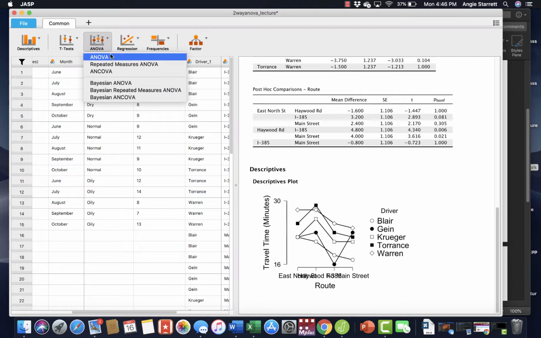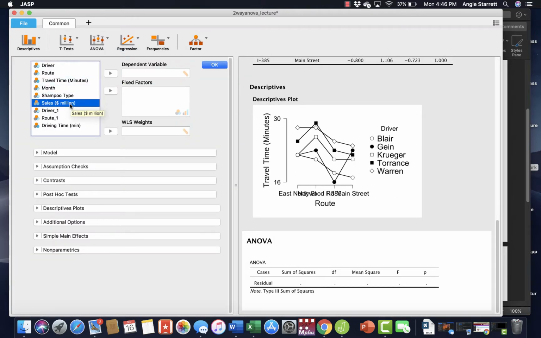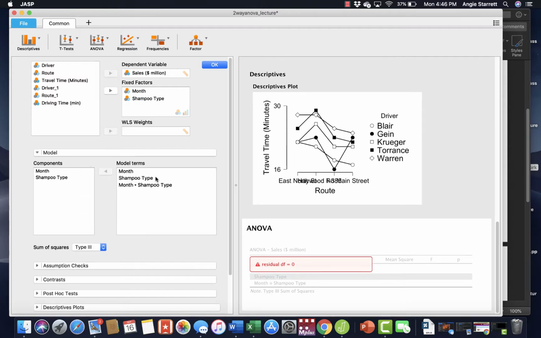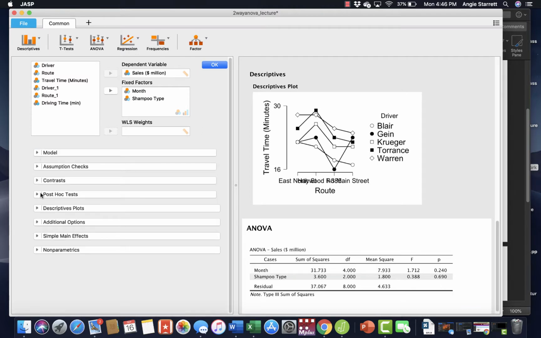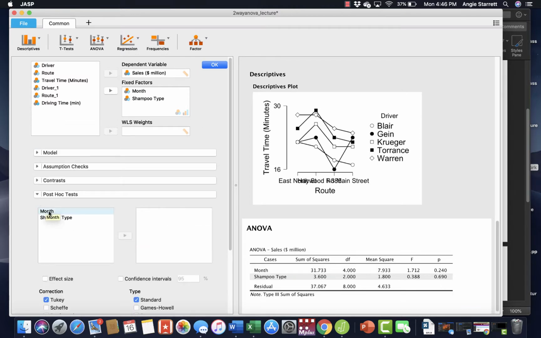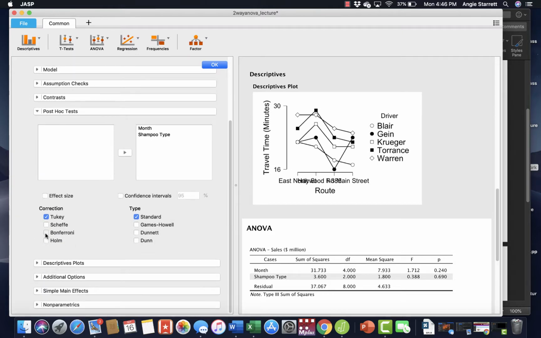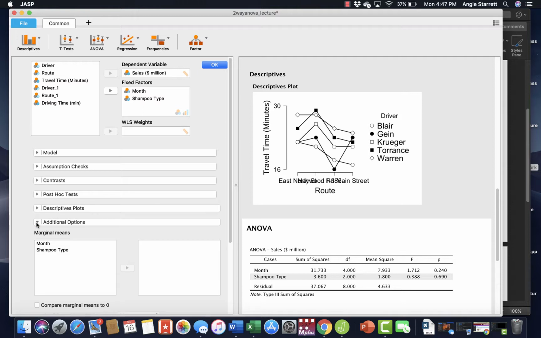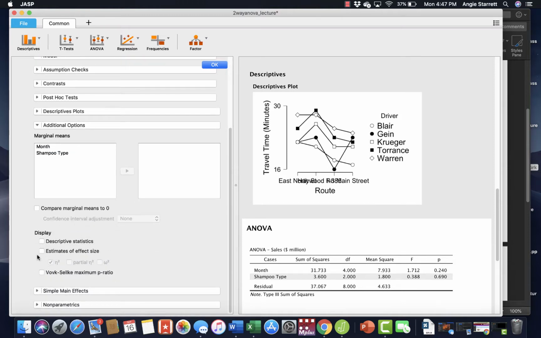Okay, so let's go into ANOVA, and we've got sales as our dependent variable and month and shampoo as our fixed factors. And again, we're seeing this big error. Something's wrong, and that is that we need to remove the interaction. All right, let's go into post hoc and move them both over, and make sure you check Bonferroni since that's what we're teaching here. Let's go under additional options and check our estimates of effect size. I think that's good for right now.